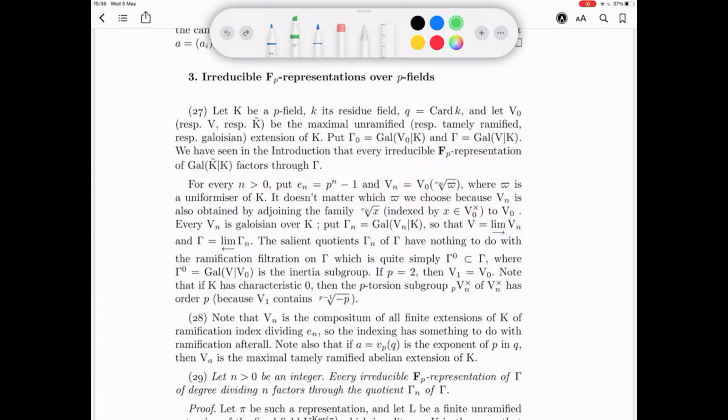Another way of explaining what Vn is, is to say that it's the compositum of all finite extensions of K of ramification index dividing En. En, remember, is p to the n minus 1. If you don't remember what was done here, you just think of Vn as the compositum of all finite extensions of K of ramification index dividing En, so tamely ramified extensions automatically. You fix n and you look at all extensions whose residual degree is allowed to be arbitrary, but the ramification index divides this En, and take the compositum, and what you get is Vn.